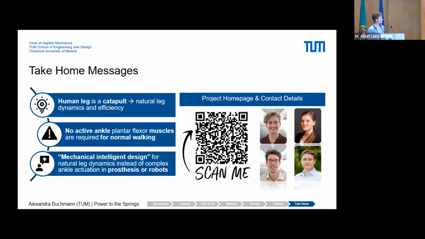And last but not least, if we think about technical systems, exoskeletons, prostheses, gait rehab devices, maybe we should have a closer look into what I call mechanical intelligent design. Maybe it's not the best way to put more powerful actuators and more fancy control methods down there just because we can. Maybe we should take a step back, look into how biology is actually doing it and take inspiration from that to improve existing systems, and not just make more and more complex things just because we can.